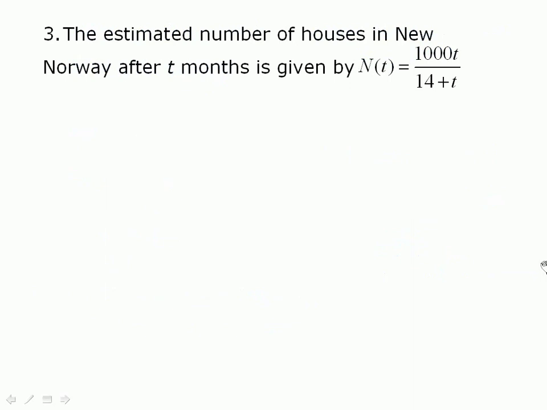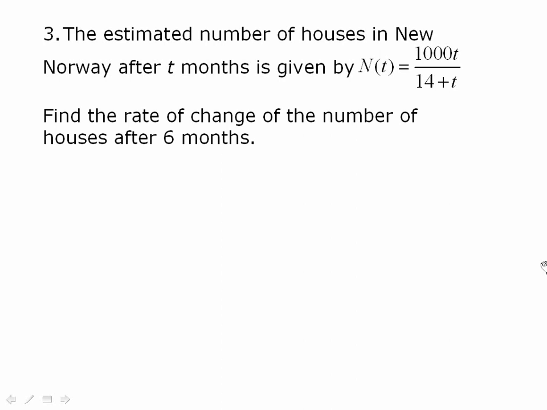Next question is the estimated number of houses in New Norway after t months is given by n at t is equal to 1000 t over 14 plus t. We want to find the rate of change of the number of houses after 6 months. Now this is actually a more normal question than the previous one, at least for this section that we're working on, this unit, because it's measuring a rate of change with respect to time, which is typically what we're going to be doing. So the original equation is telling us what the number of houses are. So if you plugged in t is equal to 0 to that original, it would tell you how many houses there are in New Norway. Interestingly, you'll get 0, which would mean that there probably is a domain on this one that we'd have to pay attention to if we were interested in that.